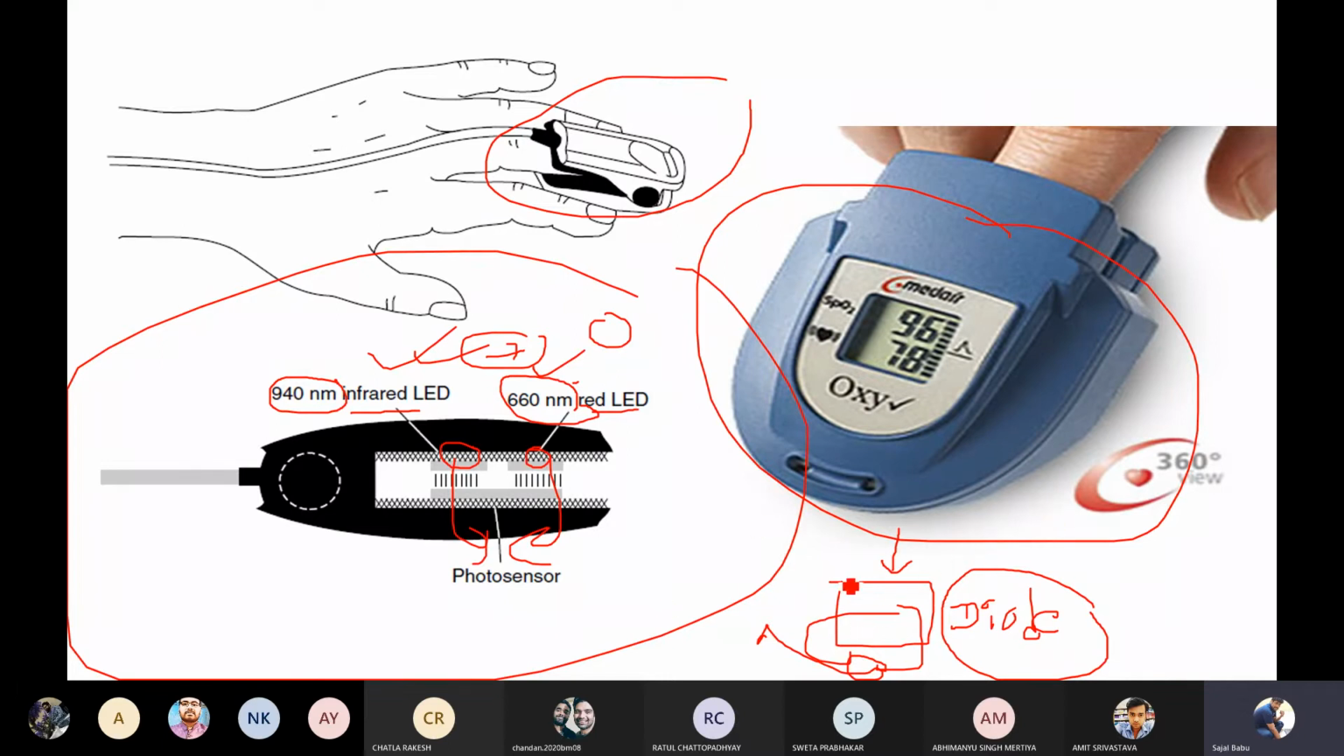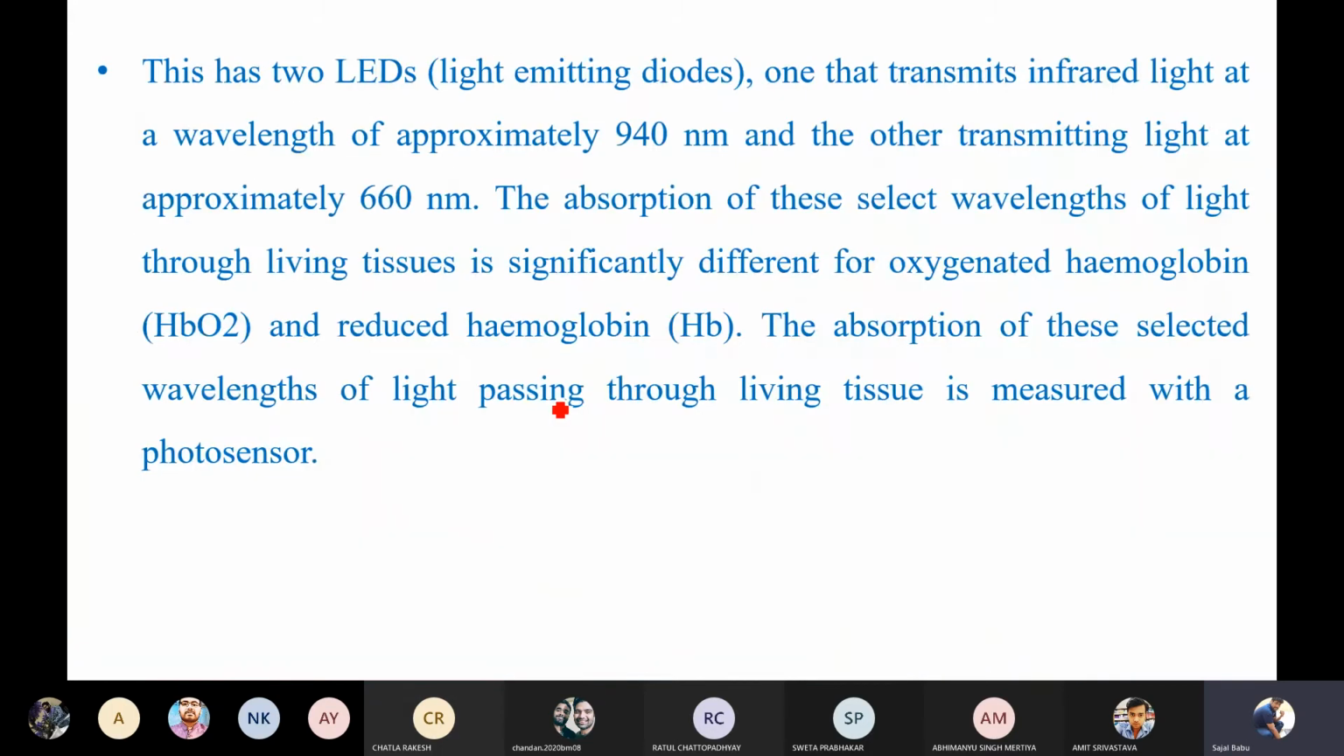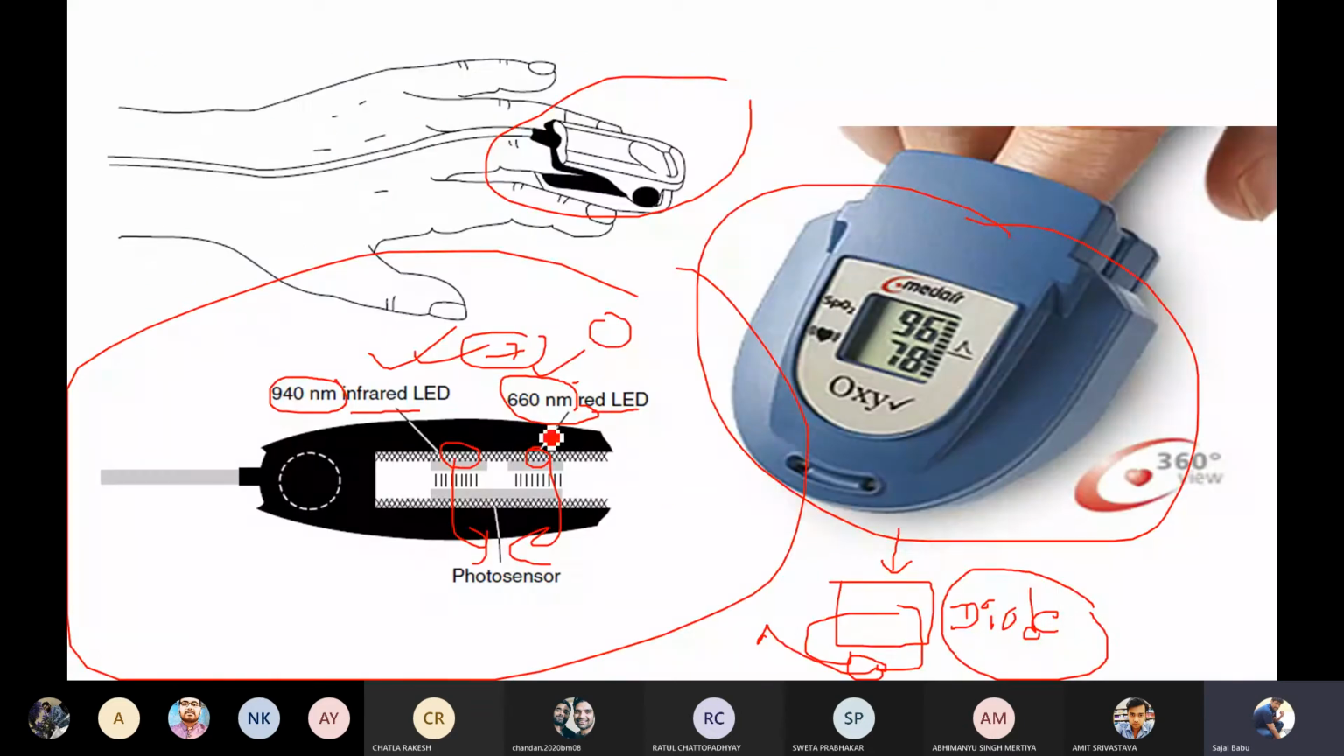So the photo detector will be placed here, because here also my application is I have to detect the light. I have to know how much red light I received and how much infrared light I received. Depending upon that, I can decide how much oxygen is present in my body or blood. So my pulse oximeter is going to have two lights, one will be red light and one will be infrared light.